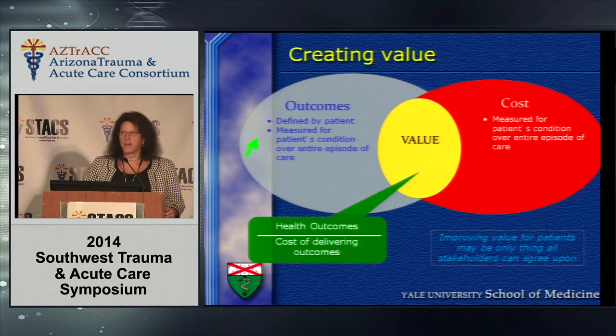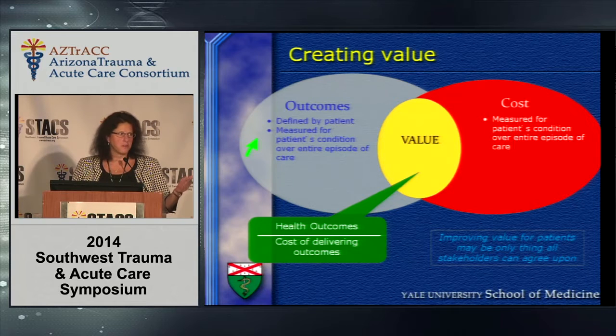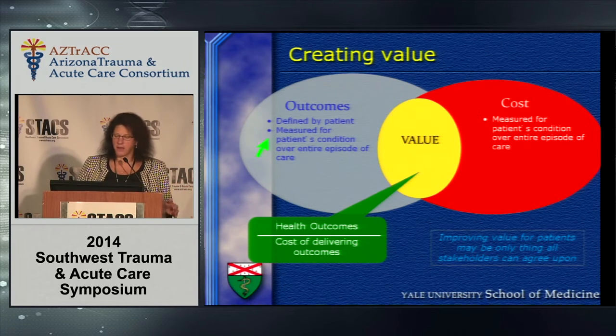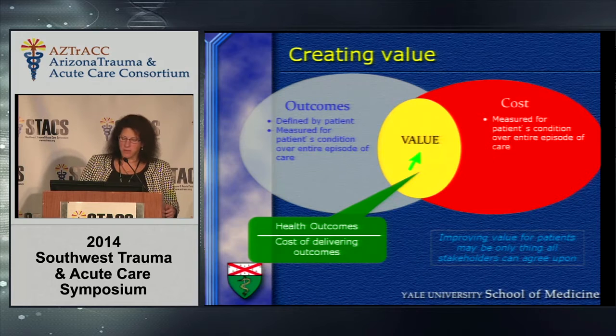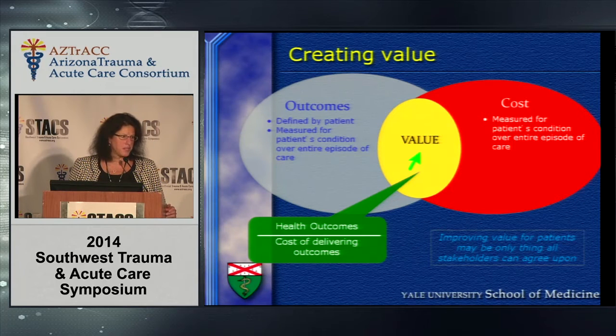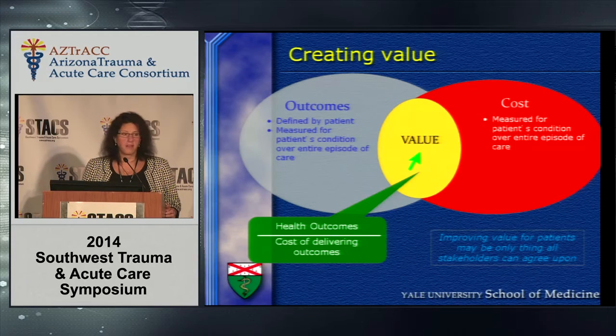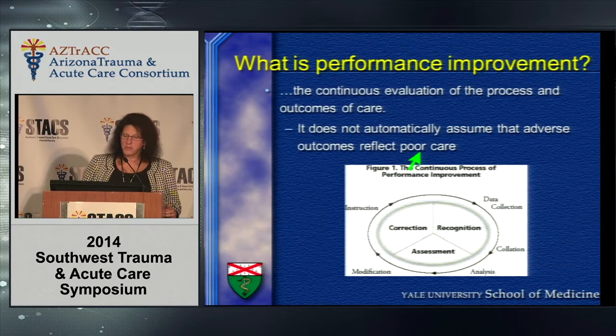So outcomes are really defined by the patient. They want to get in, get their operation or whatever it is that they need to have done in the hospital and get out in one piece without any complications. And it should be measured for the patient's entire episode of care as compared to cost. And when you look at value, value is healthcare outcomes over the cost of delivering care. I submit to you that as we improve value for our patients, minimize variability, and structure things to get our patients through without the complications that we've had, we are actually providing, one, better health care, and two, cheaper health care. So what is performance improvement?